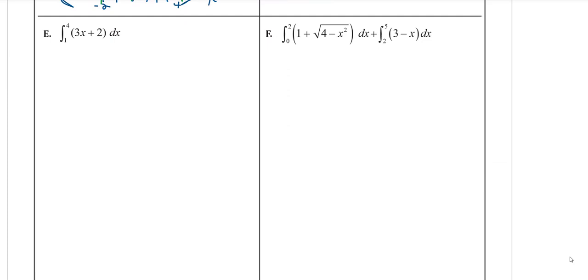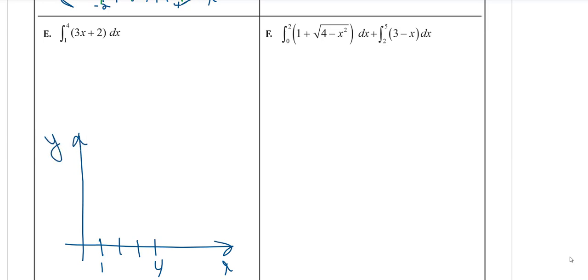Okay, so next one, we have another line going from 1 to 4. So we're going to draw this graph. And so we have to go to 14. So I'm going to count by 2's here. Okay, so at 1, we are at 5. And at 4, we are at 14.